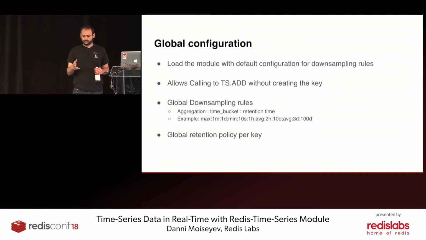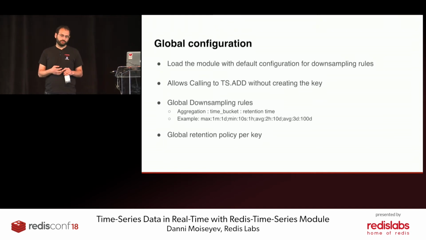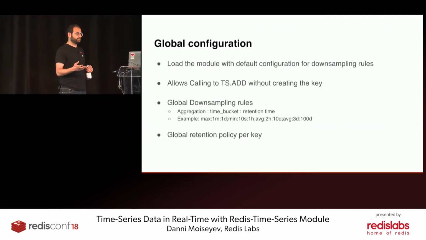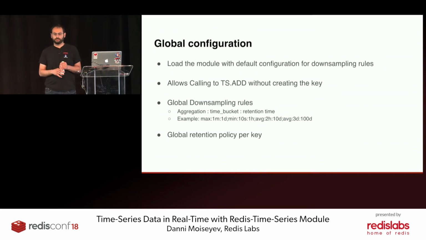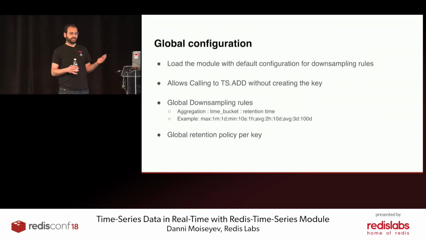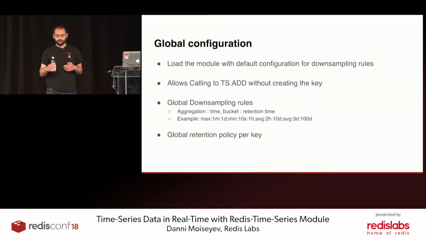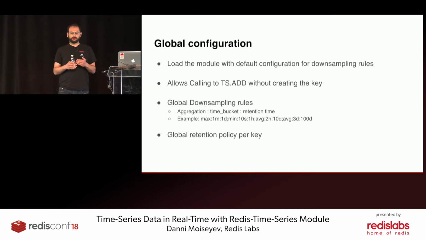Every policy will have the aggregation, time bucket, and retention time. You can have as many policies as you want. You can have different policies; it doesn't have to be the same. They do not interact with each other. Each downsampling rule, which is what we're going to create from your configuration, is totally independent, and they're not colliding with each other.